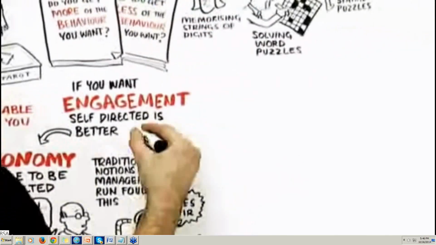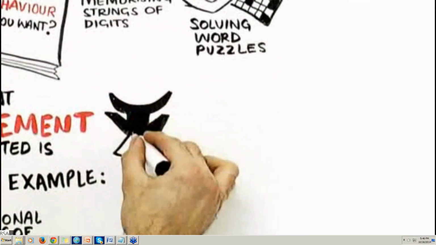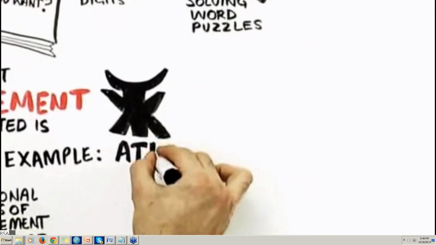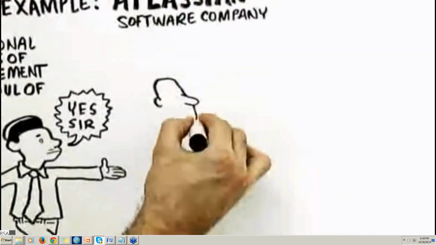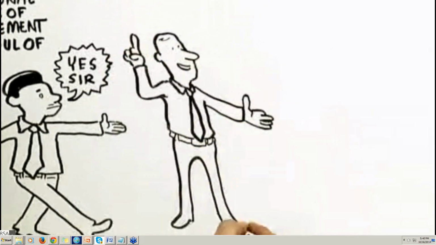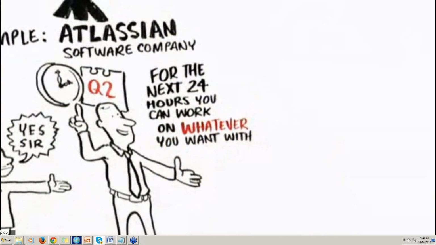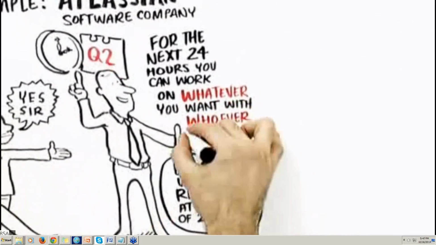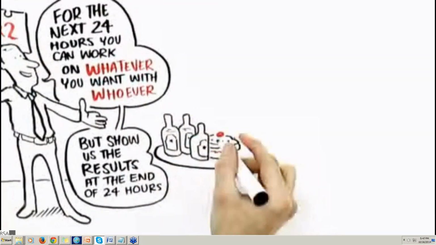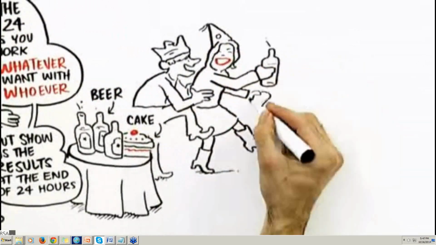Let me give you some examples of almost radical forms of self-direction in the workplace that lead to good results. Let's start with this company right here, Atlassian, an Australian company. It's a software company, and they do something really cool. Once a quarter on a Thursday afternoon, they say to their developers, for the next 24 hours, you can work on anything you want. You can work on it the way you want. You can work on it with whomever you want. All we ask is that you show the results to the company at the end of the 24 hours in this fun kind of meeting, not a star chamber session, but this fun meeting with beer and cake and fun and other things like that.